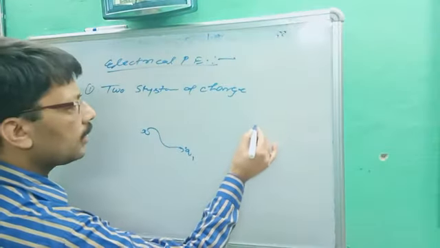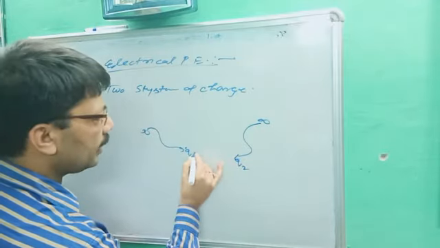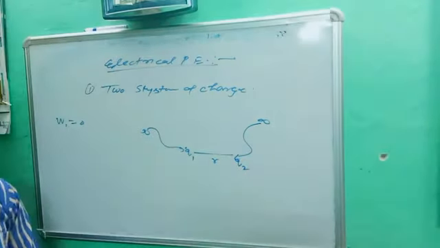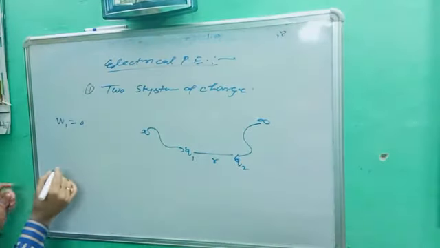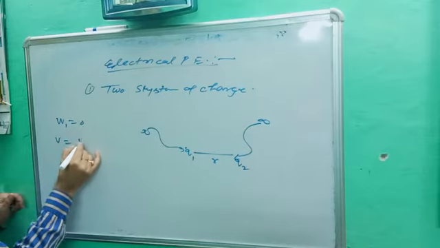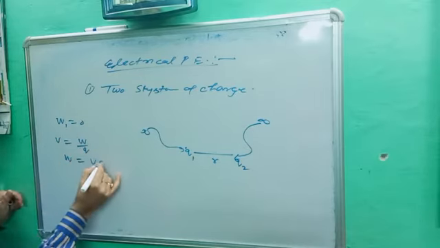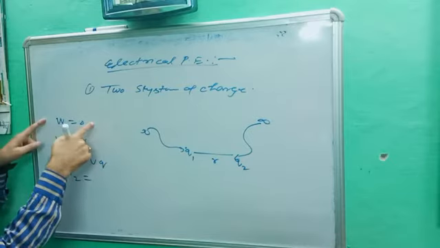Let's suppose another charge is brought from infinite, and this charge is Q2, and it is established at R distance. So it becomes a two system of charge. How much work done will be there? We know the formula: V is equal to W upon Q, so W is equal to VQ. So W2 is equal to, W1 was 0, what is W2?